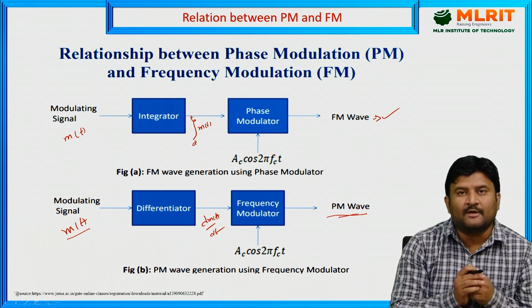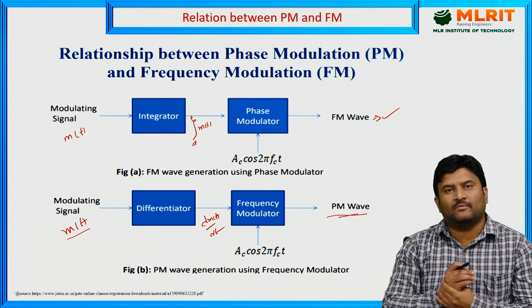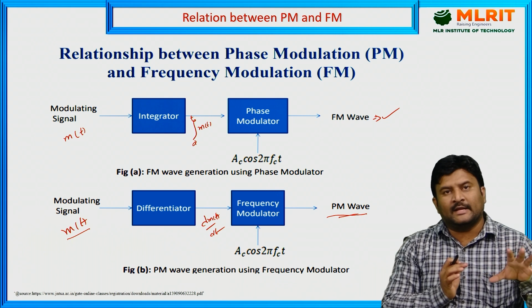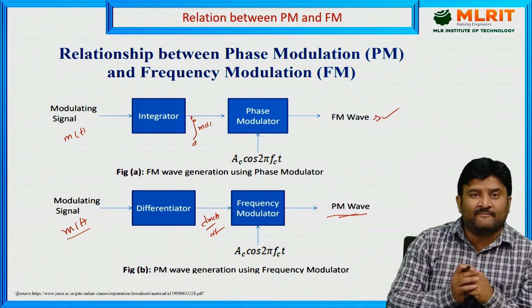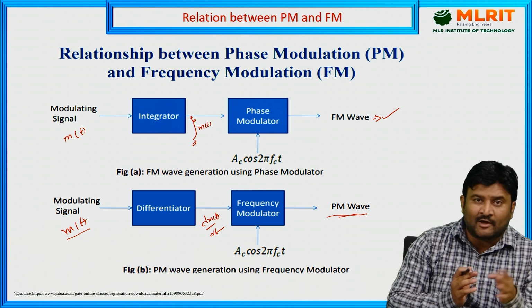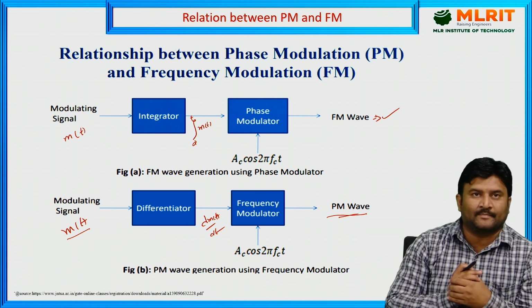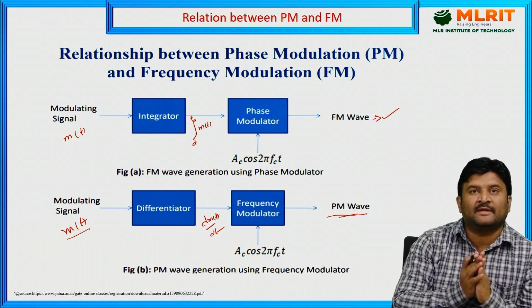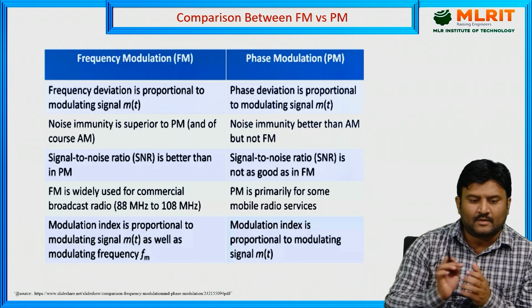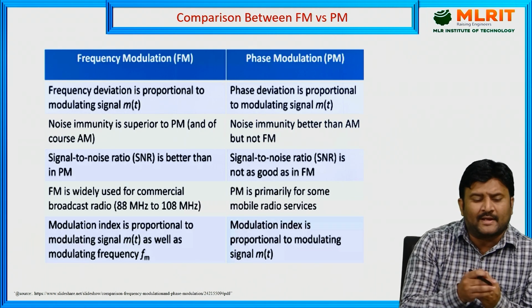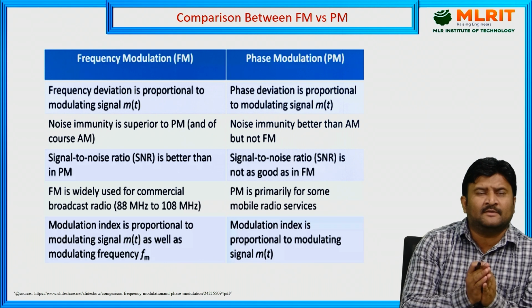Please remember, when generating an FM wave, you need an integrator followed by a phase modulator. For generating a PM wave, you need a differentiator followed by a frequency modulator. That is the relationship between phase modulation and frequency modulation. Then you can compare the difference between frequency modulation and phase modulation.